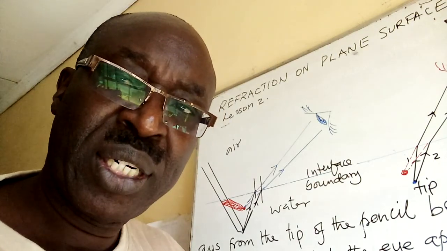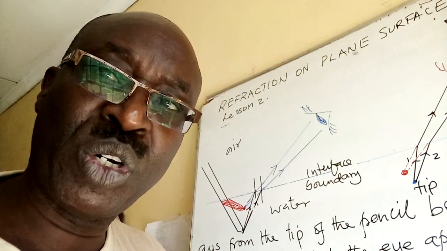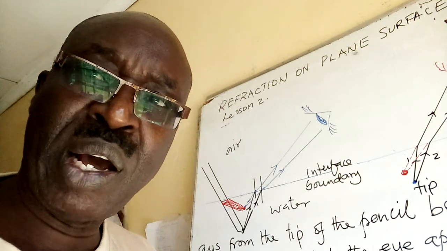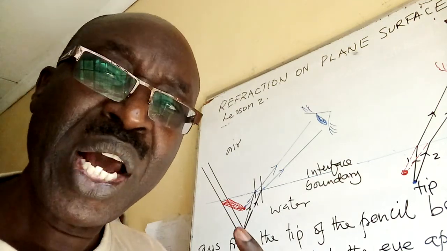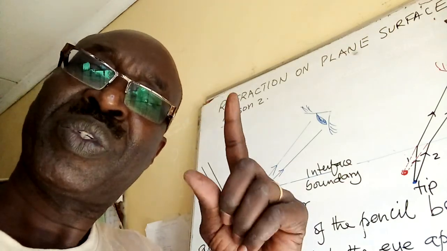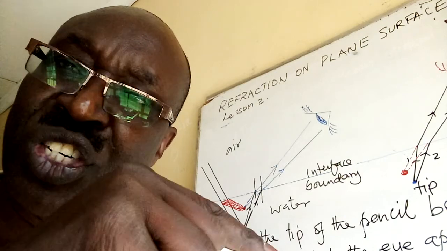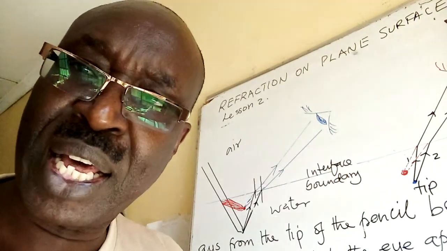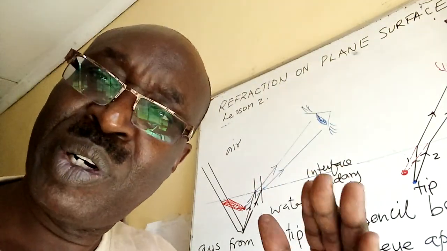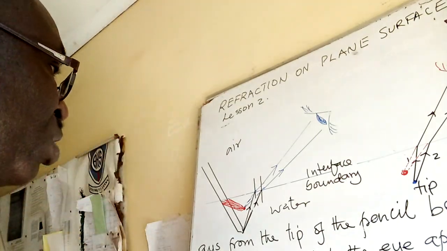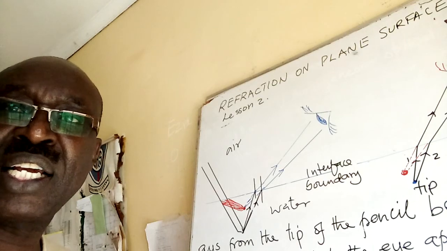When we look at something at the bottom of the beaker or at the bottom of the pool, they appear raised. They appear raised because there is bending of light. When light emerges from one medium to another, there will be bending. That is what we call refraction. So this is what I can give you.